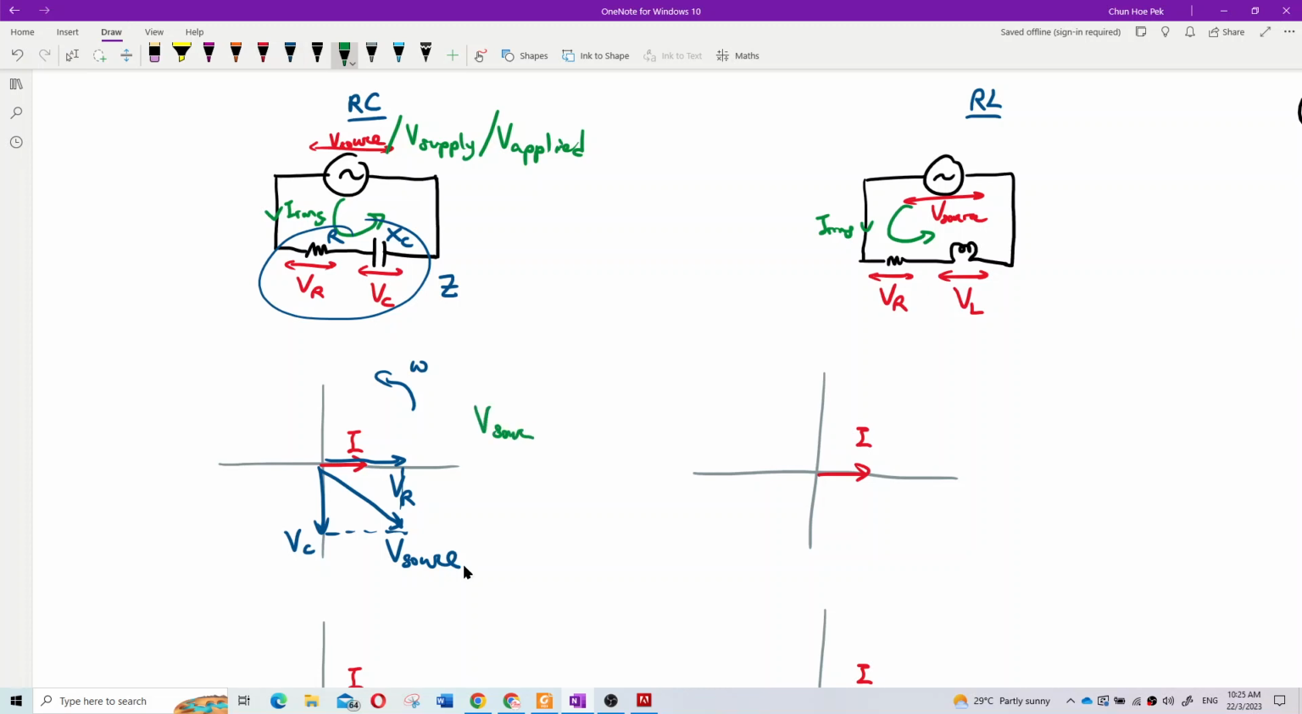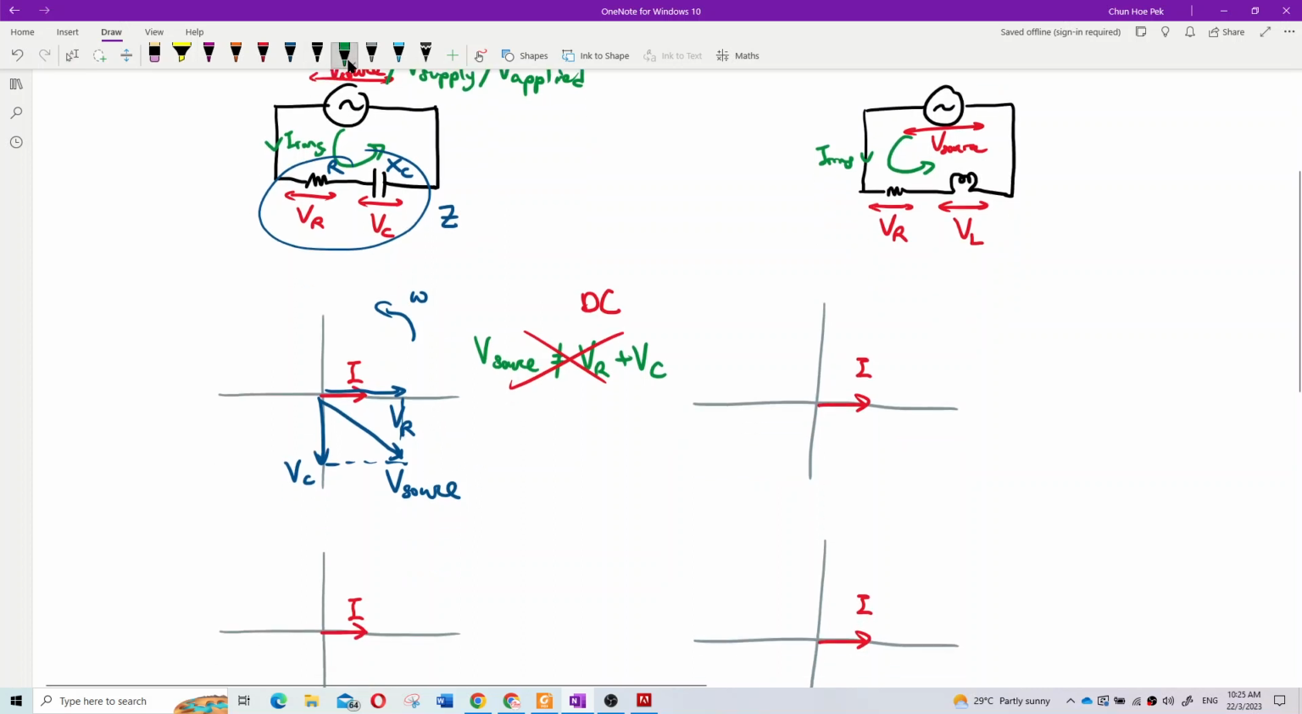This V source is the total voltage. The total voltage for VR and VC, but we cannot say it's equal to VR plus VC. Cannot. Understand? Because this is only for DC. DC can add like that, but for AC, what you have to do, class? You have to do a phasor diagram.